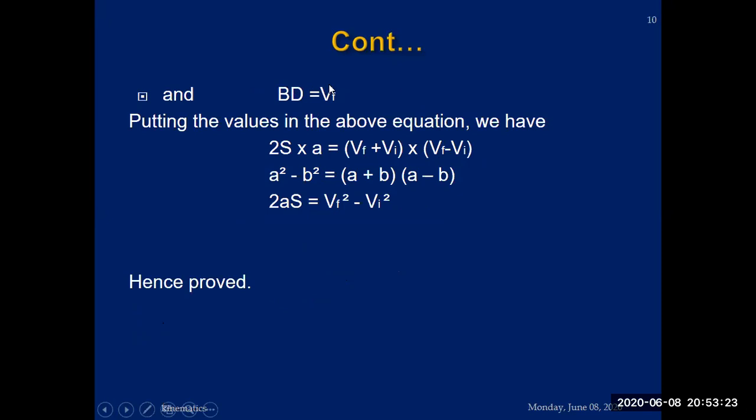Why? Because BD is equal to VF. When these two are equal, it becomes the formula (A plus B) into (A minus B), and this formula is written as A square minus B square. This side is the same, 2AS. On the other side, you have applied the (A plus B)(A minus B) formula, and it becomes VF square minus VI square. This is the third equation of motion.